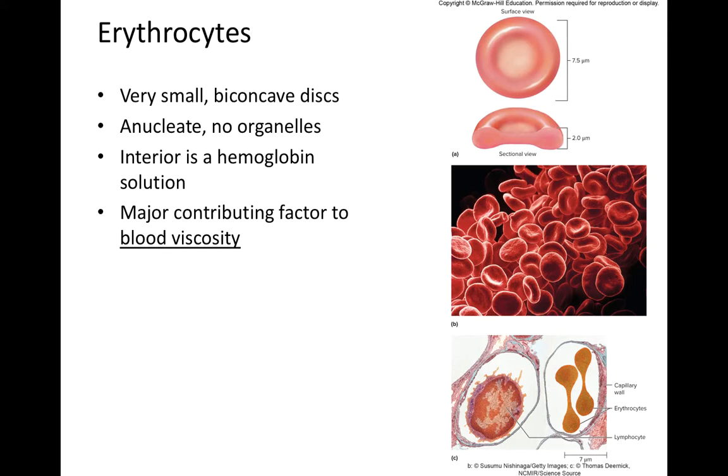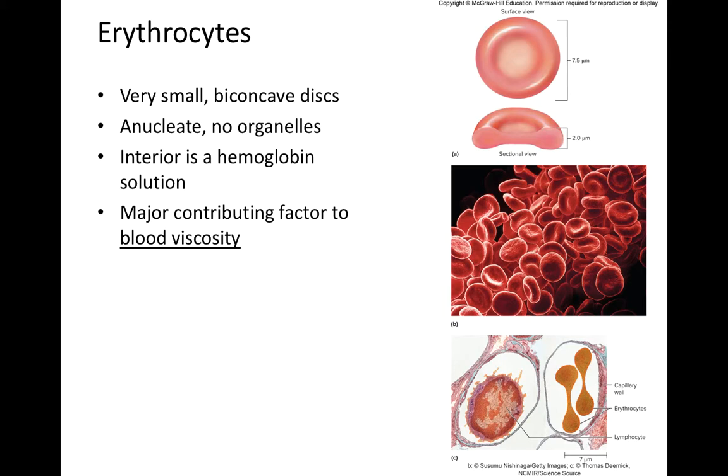Now, erythrocytes are, in their mature form, anucleate. So A means no nucleus. So there's no nucleus here. Now, they had one as they started, and then during their maturation process, it got thrown out along with all the other organelles. So this means that there's going to be some consequences for a mature erythrocyte.